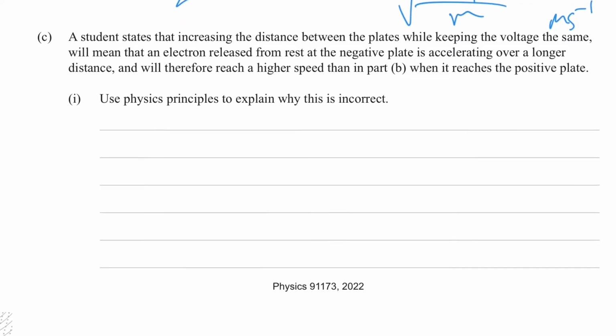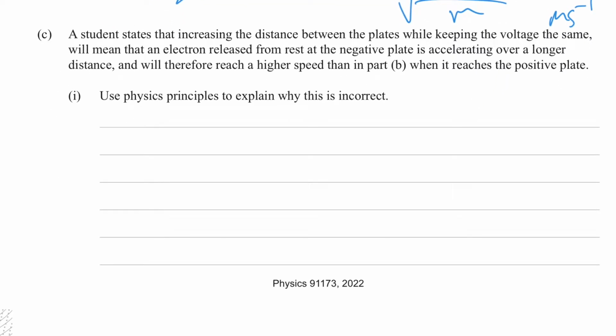C, a student states that increasing the distance between the plates while keeping the voltage the same will mean that an electron released from rest at the negative plate is accelerating over a longer distance and will therefore reach a higher speed than in part B when it reaches the positive plate. Use physics principles to explain why this is incorrect. So there's a couple of approaches to this. It's a good question, actually, I quite like it.